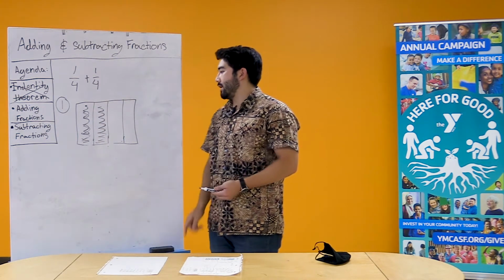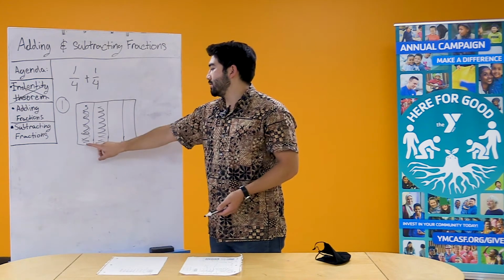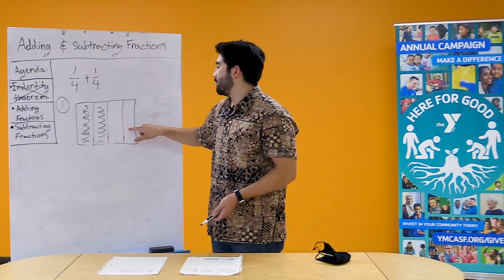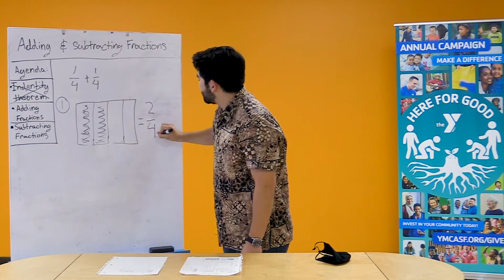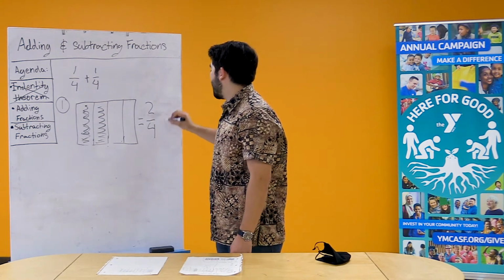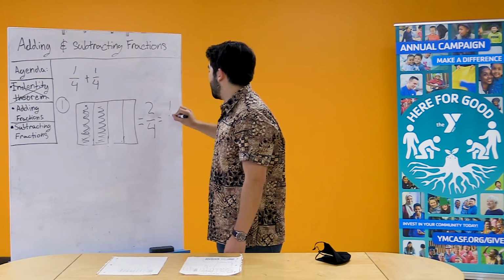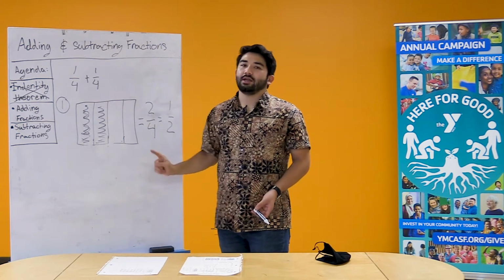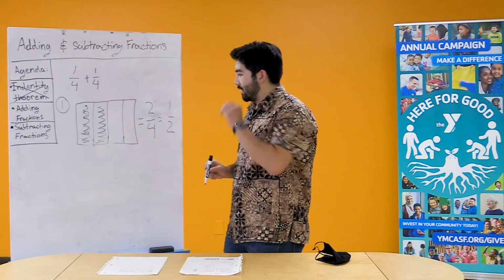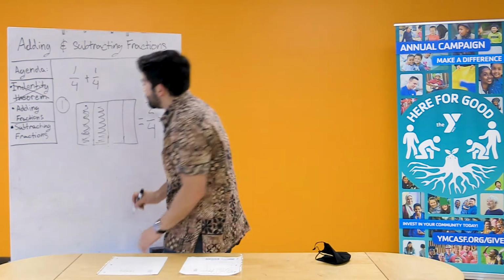Okay, and now our answer is 1, 2. So 2 out of 1, 2, 3, 4. So our answer is going to be 2/4. Or we can write it as 1/2. Okay, so this is how to solve this problem using a diagram, and now I'm going to show you how to solve it with arithmetic.